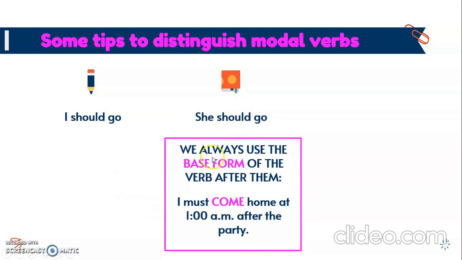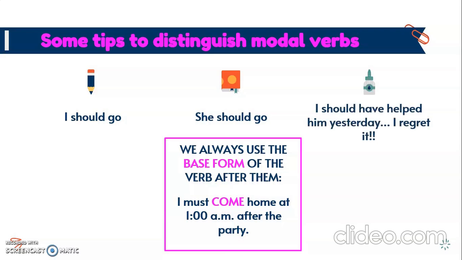We have to take also into account that we use the base form of the verb after the modal verb. Can you see? I must come home at 1 a.m. after the party. We do not use to. I must to come? No, that would be a terrible mistake. We will only use the base form of the verb after the modal verb.